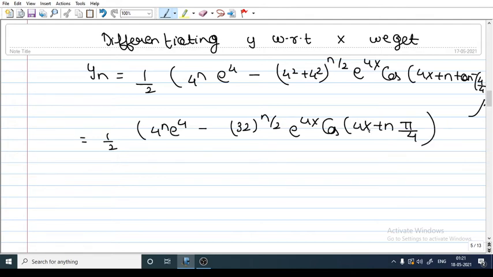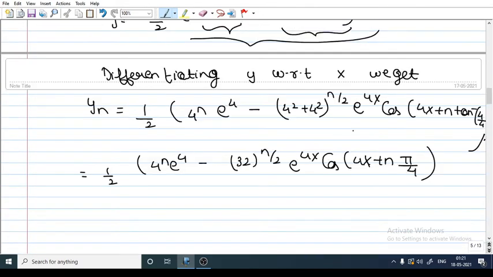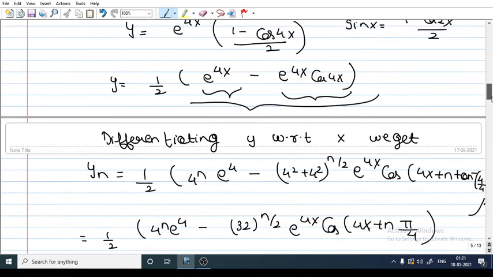I have written the simplification also. So hope you have understood this problem. Now let's move on to the next problem.